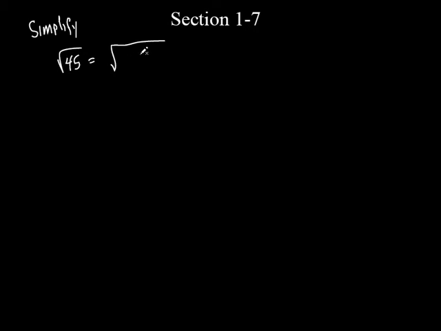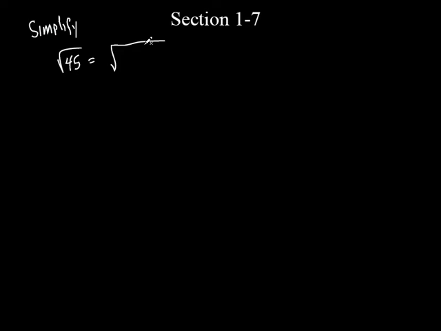I think what times what is 45? Well, there's a couple things that multiply together to become 45. But what's the one that I really want to use, though? 9 times 5. Now, why did I pick 9 times 5? I could have picked like 3 times 15, right? That's 45, isn't it? Why didn't I pick 3 times 15? Why did I pick 9 times 5?